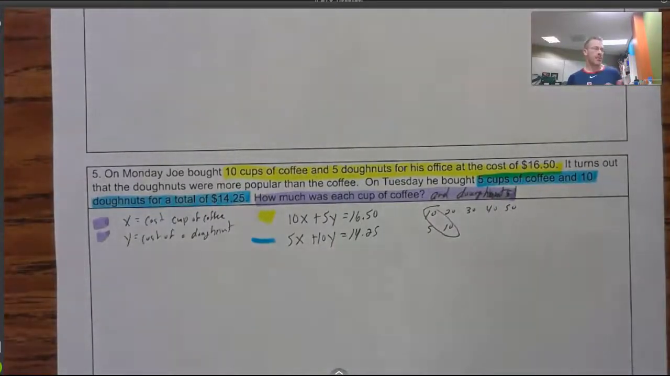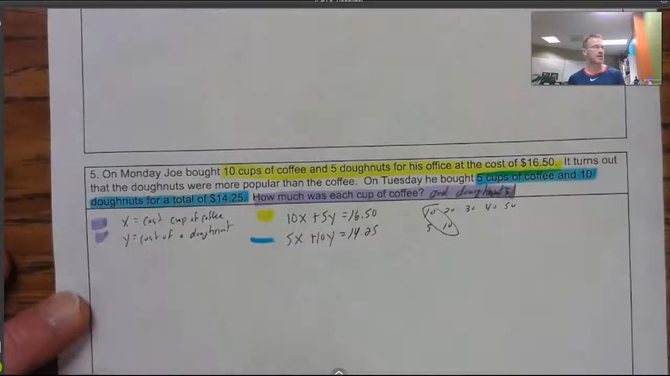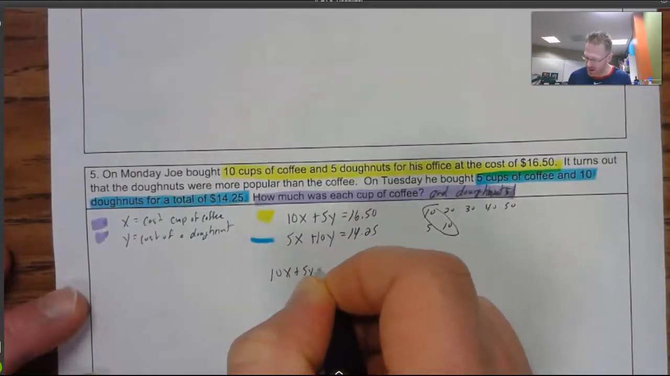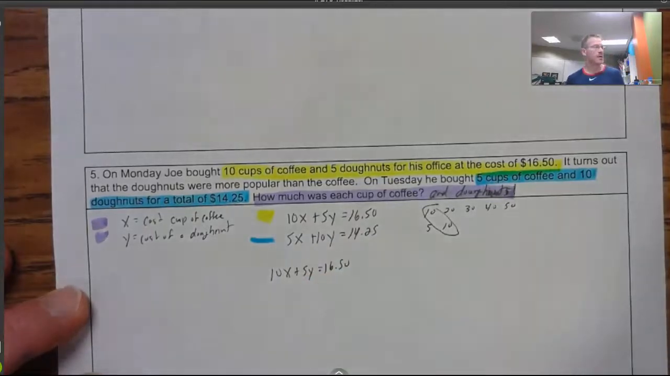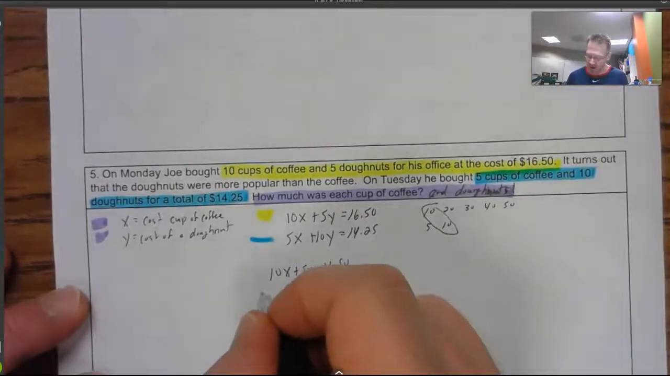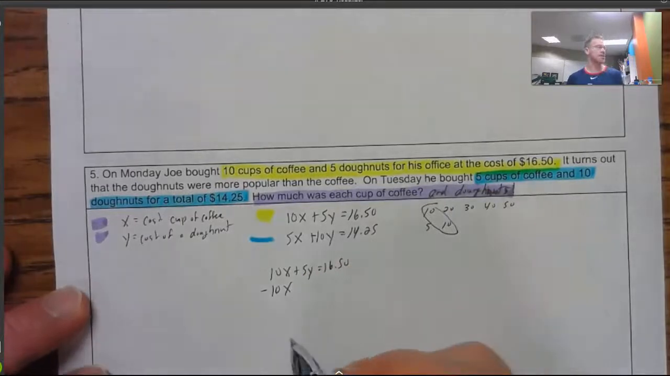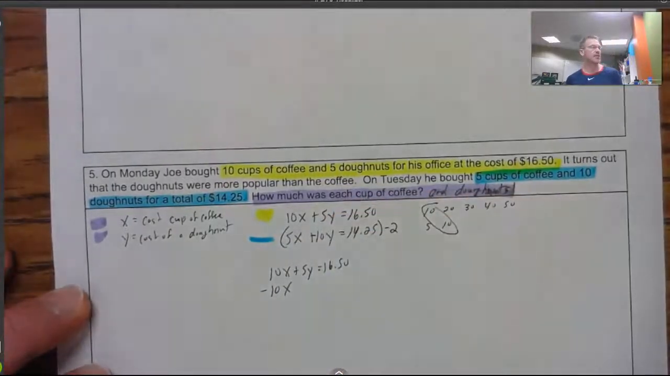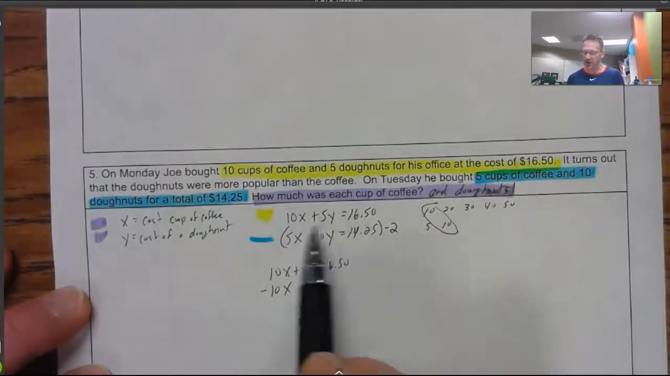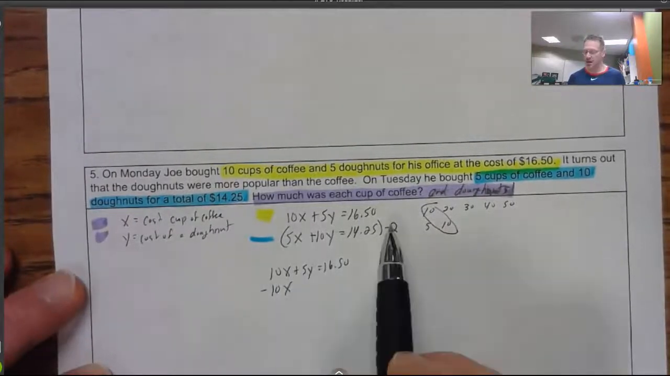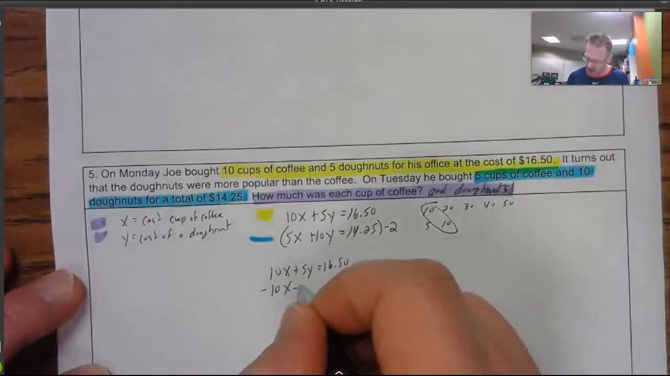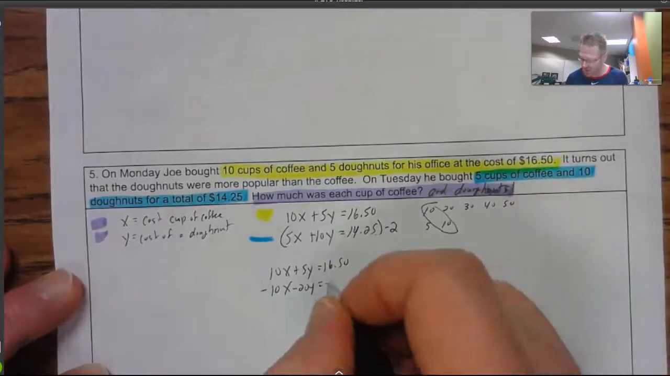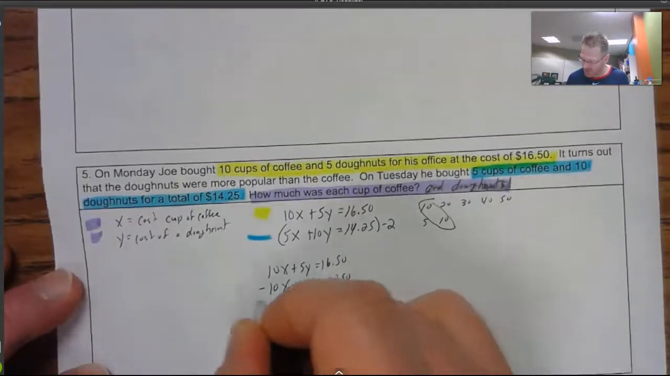Now that works out really well because notice I already have a 10x in the first equation, so I can just bring that down. So 10x plus 5y equals 1650. Well, if this is 10x, I want this to be negative 10x so that they will eliminate. So that means I multiply this top equation by negative 2. Negative 2 times 5x is negative 10x. Negative 2 times 10y is negative 20y. Negative 2 times 1425 is negative 2850.